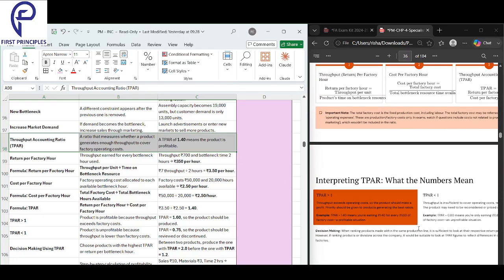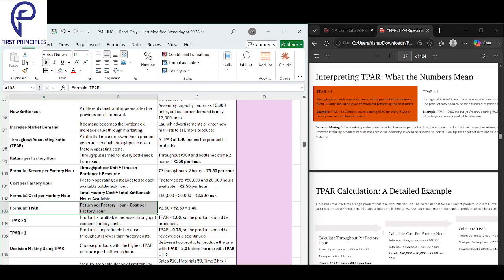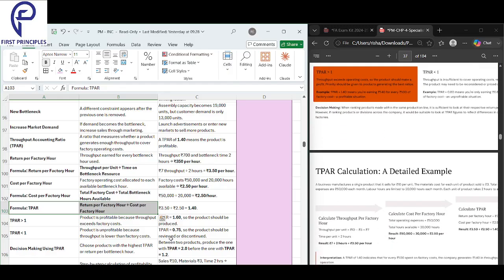What do the numbers mean? If your throughput ratio is greater than 1, your product is profitable. If it is less than 1, your product is not profitable. You take your return per factory hour divided by cost per factory hour.